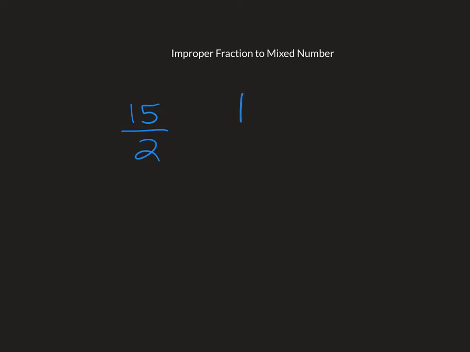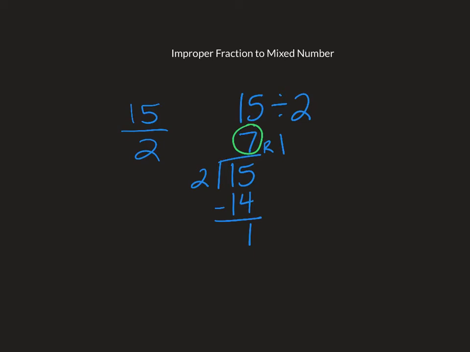So what I can do is 15 divided by 2. And when I do that, I set it up using the algorithm. 2 goes into 15 7 times. 7 times 2 equals 14. I subtract. That's my remainder. So 7 remainder 1. So 7 is going to be our new whole, because we were able to remove 7 wholes from 15 halves. Then 1, which is our remainder, is going to be our new numerator. And our denominator is going to stay the same.